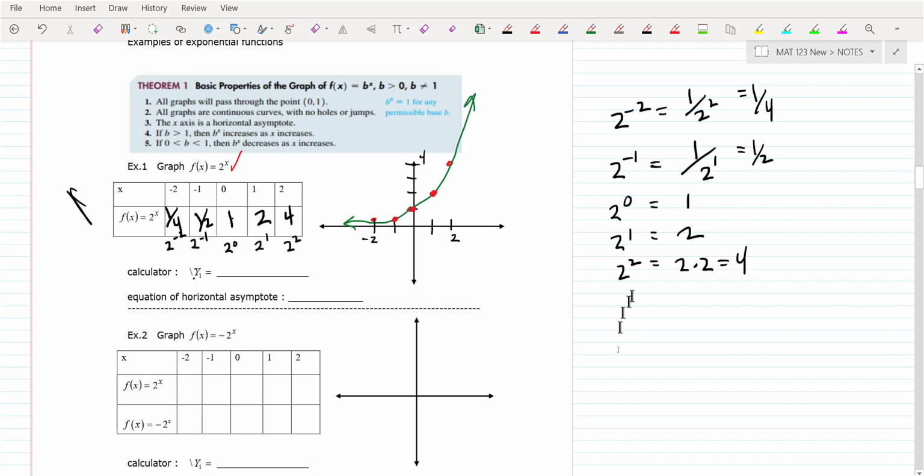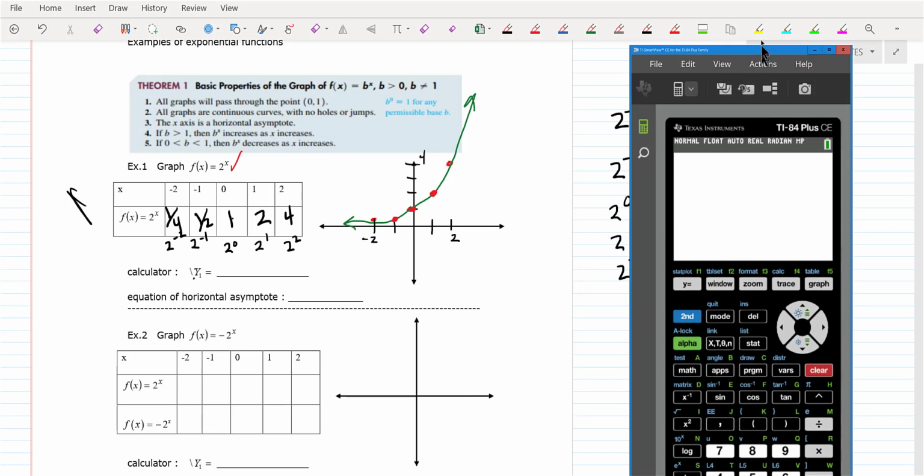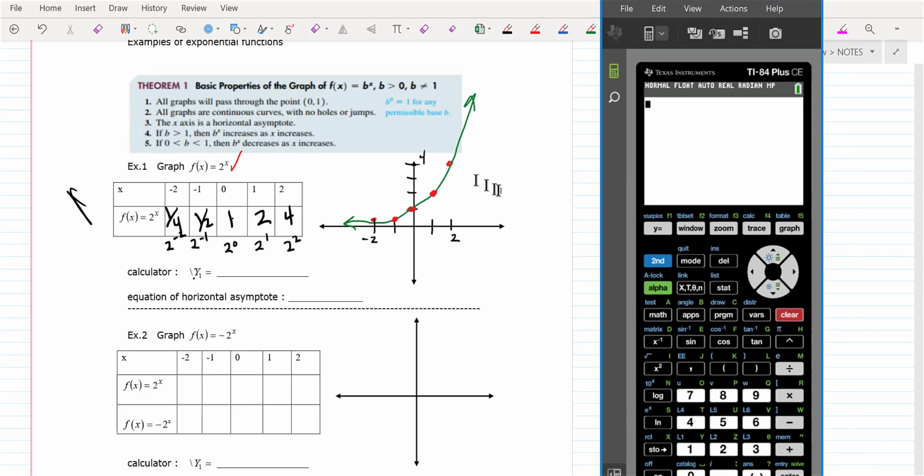Okay, so let me show you how to put this in the calculator. And you want to understand how the numbers work instead of just putting it in your calculator all the time. So if you want to put this in the calculator, just put it in like this. You go to y equals, you put 2, and remember this caret key right here, right above your division symbol, does the exponent, and you just put x.